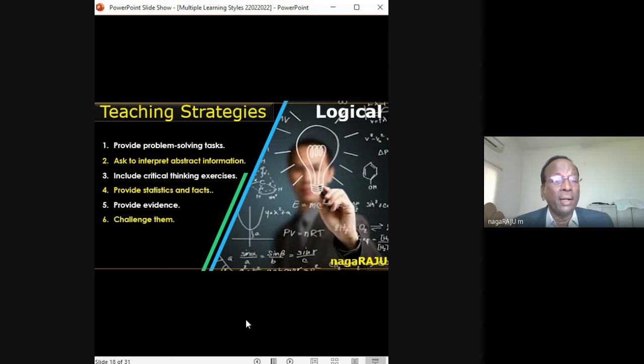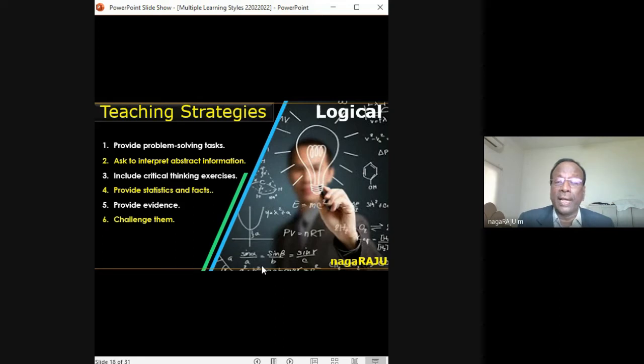So in case you need to meet the needs of the logical students, what can you do? For instance, take a look at that fourth point. If you can add a few statistics to your lecture, if you bring a few facts to them, again, don't worry about the subject that you're teaching. All subjects are conducive to help you as a teacher build your lesson, incorporating all these things, right? For instance, if I am teaching English language or literature, I can bring in some statistical data there also, right?